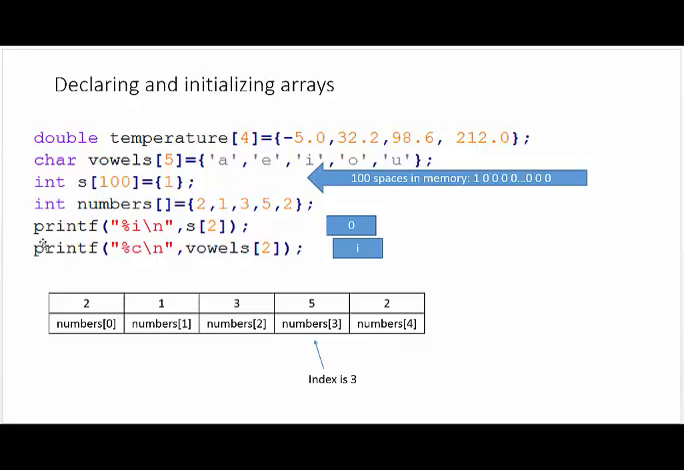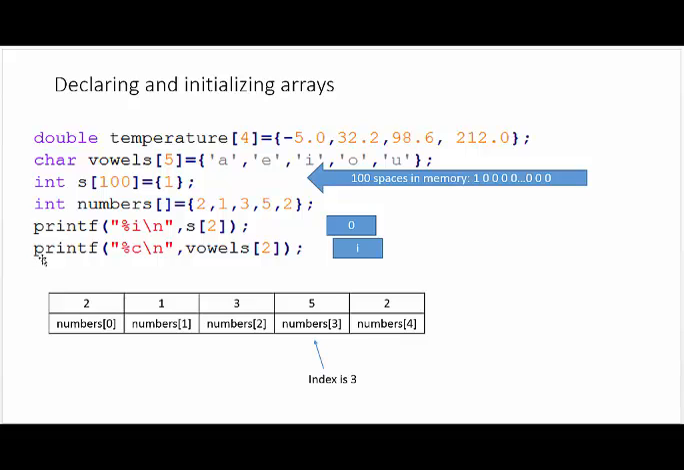I can access an individual element in the array using the square brackets and the subscript or the index inside the square brackets. Notice, however, the indices or the subscripts start with 0. So this is element 0, this is element 1, 2, 3, and 4. And here I have it in a small table. So for the numbers array, numbers element 0 is a 2, numbers element 1 is a 1, numbers element 2 is a 3. So the index here is 3, sometimes also called the subscript.